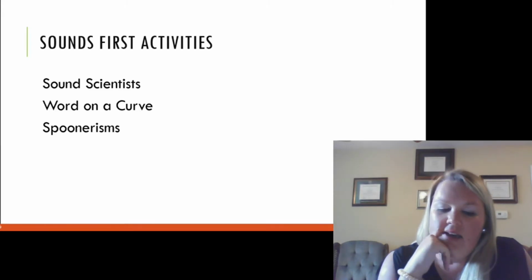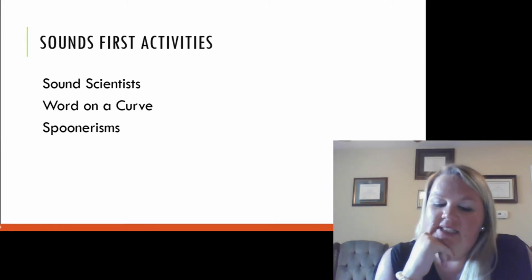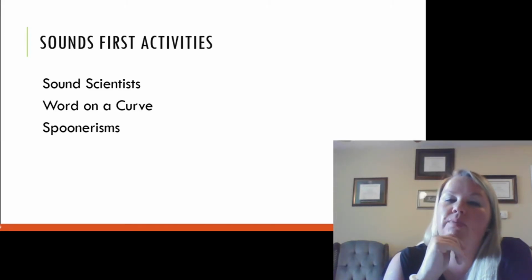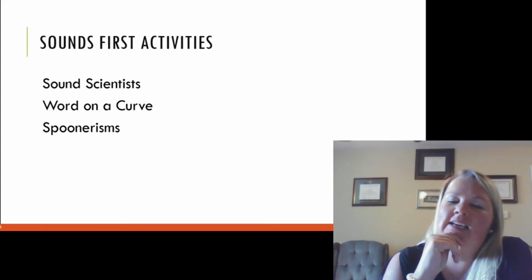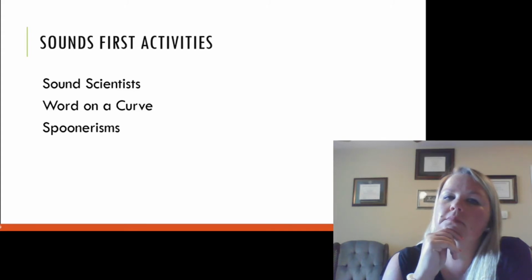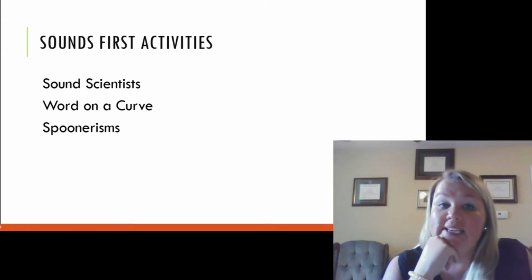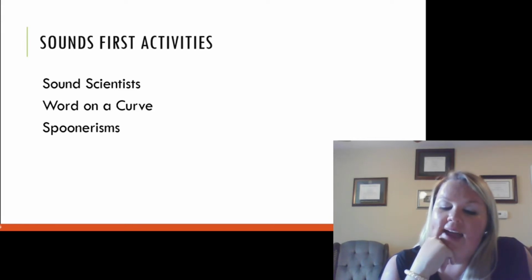What word do you get if you add ing to remember? Keep your eyes closed if that helps you be a good sound scientist. What word do you get if you add ing to remember? Very good. Remembering. What word do you get if you add d to the end of remember?